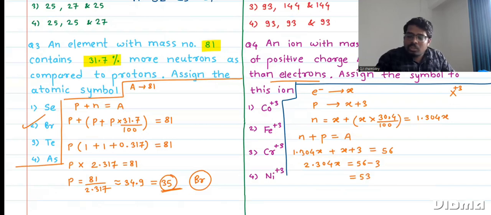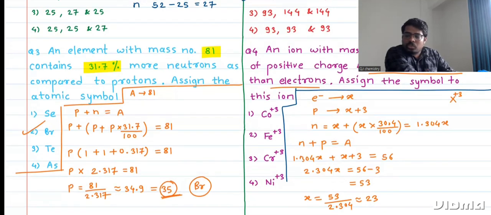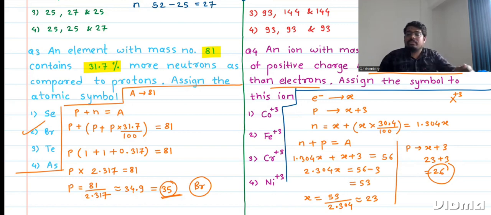So x is equal to 53 divided by 2.304, approximately 23. The value of x is equal to 23. Now let us find the number of protons. The number of protons is equal to x plus 3, so 23 plus 3 is equal to 26. And 26 is the atomic number of iron. So the given species is Fe3 plus.